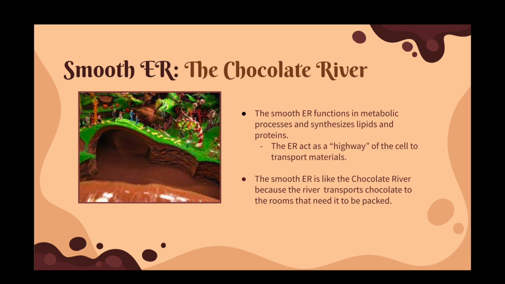Our next organelle is the smooth ER, and we chose to compare this to the chocolate river. The smooth ER functions in many metabolic processes and synthesizes lipids, phospholipids, and steroids. The ER serves as the quote-unquote highway of the cell, as it is like a maze of passageways transporting materials throughout the cell. Just like the smooth ER, the chocolate river also transports chocolate to the rooms that need chocolate to be packed. Like how the smooth ER sends proteins that need to be transported to its next area to be packed, the chocolate river transports the chocolate to be packed and sold.